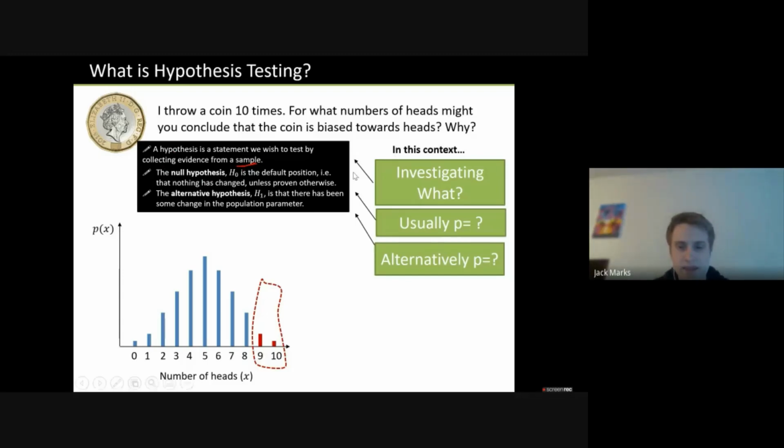So what are we investigating? Well, we're investigating the idea of, is the coin biased towards heads? So we have a probability connected to this, and this is what we really want to test. So, is the probability a half, which is the underlying assumption really in the background, or is it more likely than that? Is it maybe more than a half?